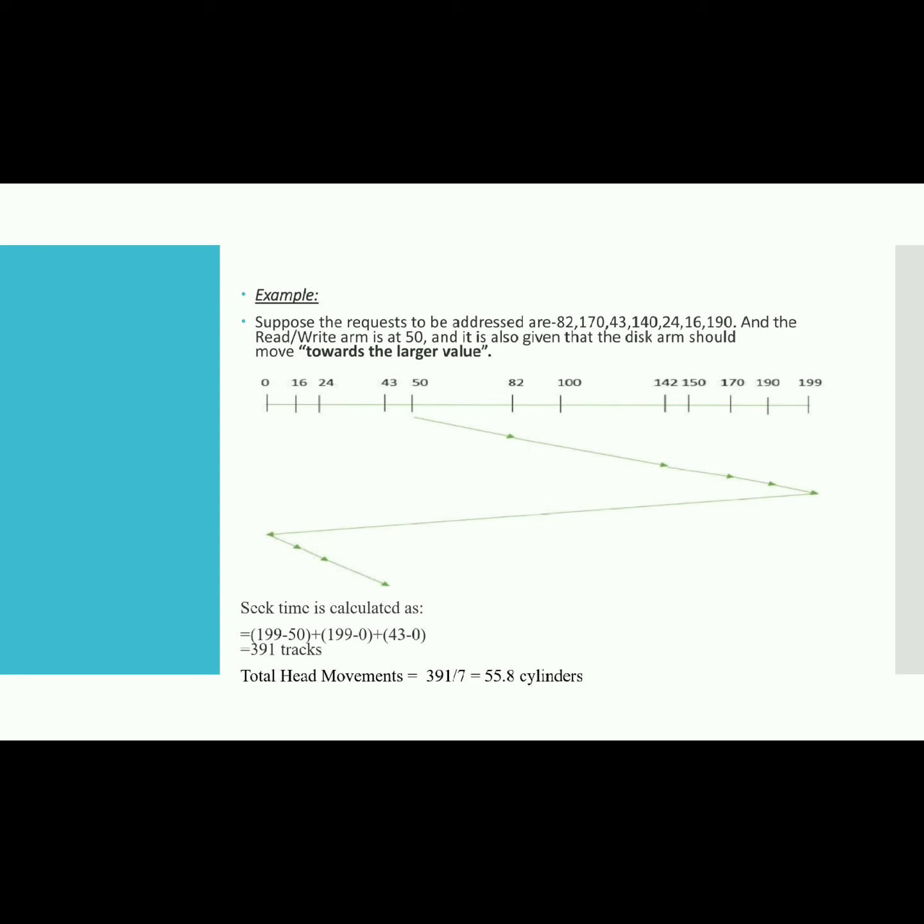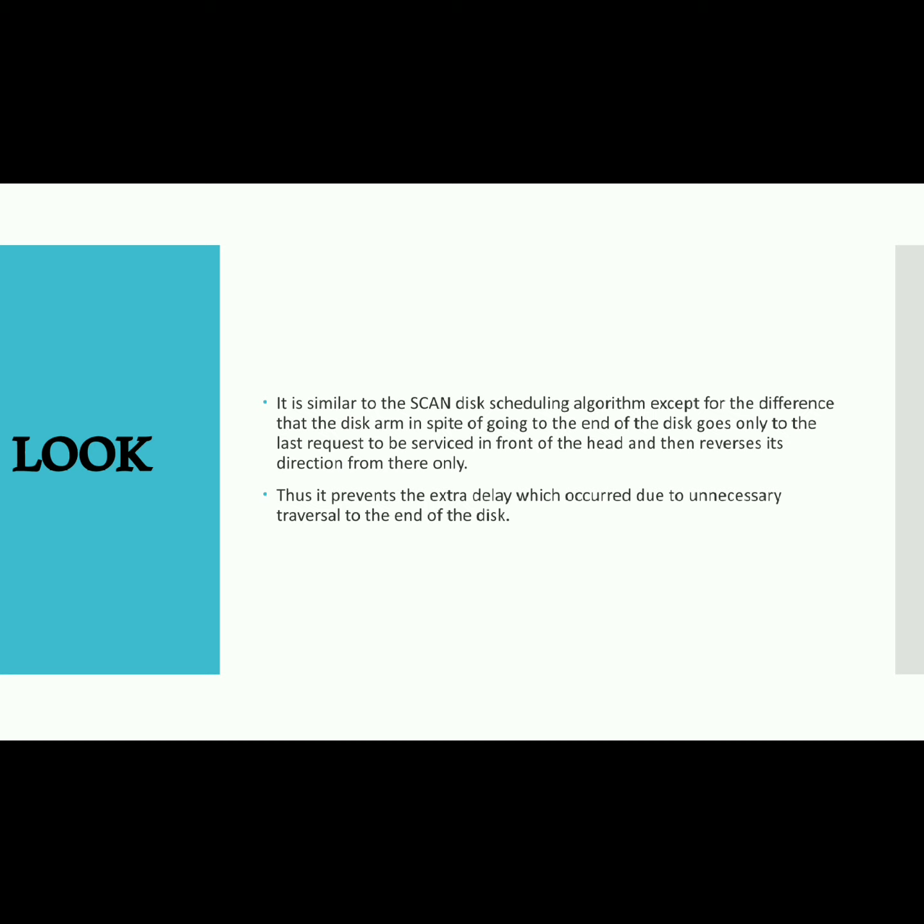Here, the seek time is calculated the same way, from first to end. So it starts from 50 to 199, so 199 minus 50, and then the straight one, that is 199 minus 0, and then the last one, 43 minus 0. So we get 391 tracks. So the total head movement is 391 divided by 7, that is 55.8 cylinders.